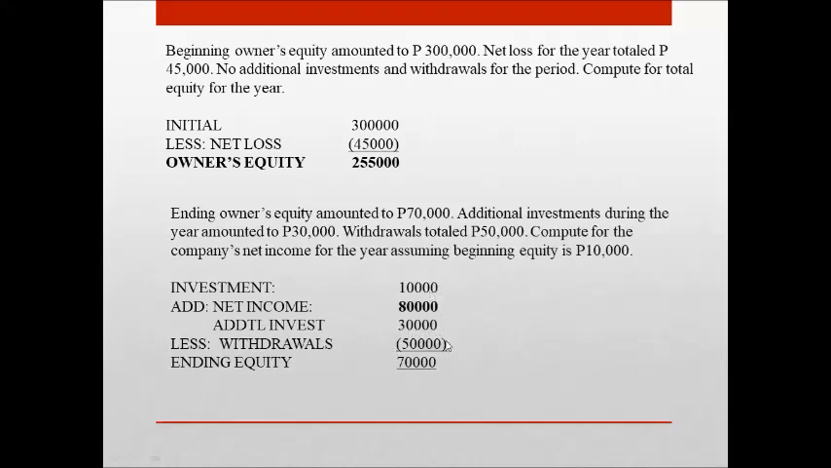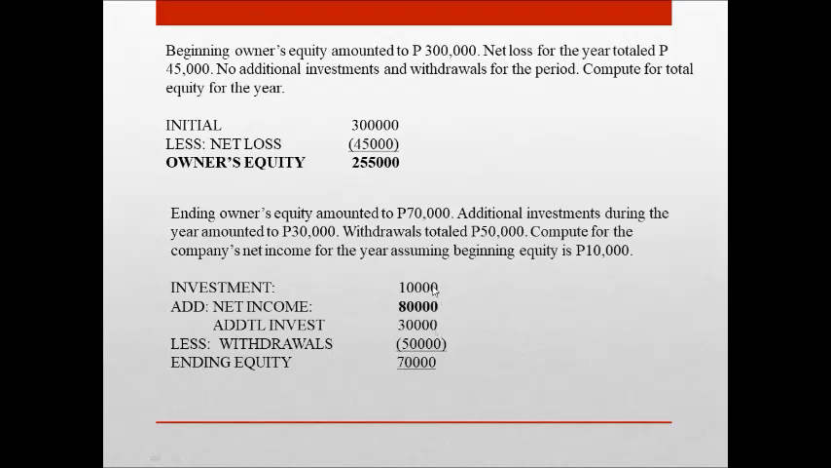Tapos, negative 50, meron tayong negative 10. So, hinahanap natin, dapat mag-equal siya sa 70,000. So, how much will it be para maging 70,000 siya? So, it will be 80,000 ang sagot. Kasi, meron tayong negative 10 na balance. So, i-deduct lang natin dito sa net income natin. That will be 70,000. So, again, how to compute?